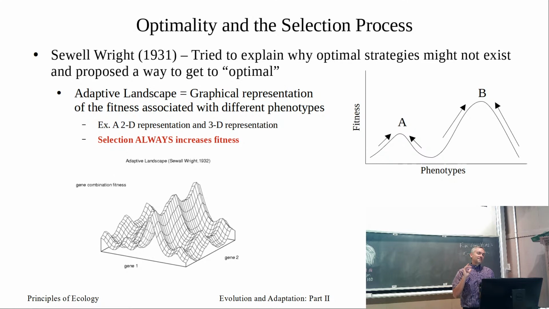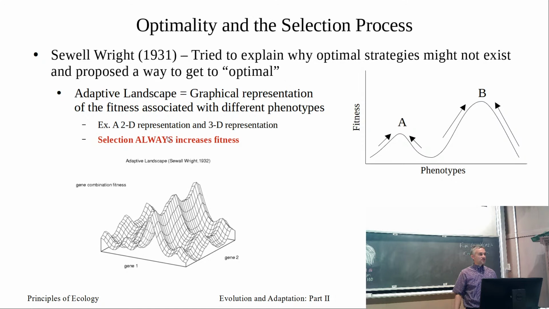So is it because the environment changes faster than adaptations can occur? Hold that thought. We're going to assume that our landscape is static, and it's static for as long as we need it to be static. We'll address that. Our explanation is actually on this slide. So selection always increases fitness.